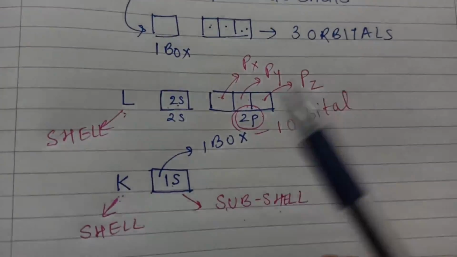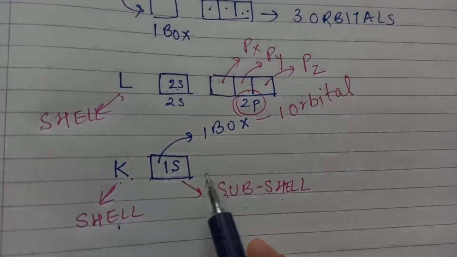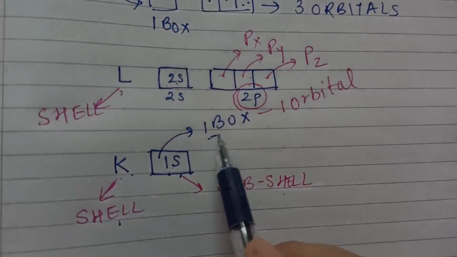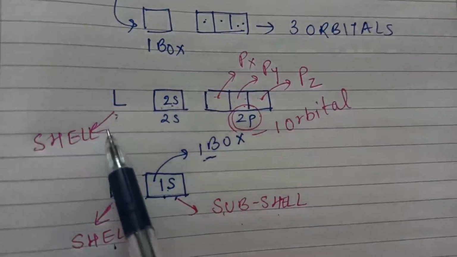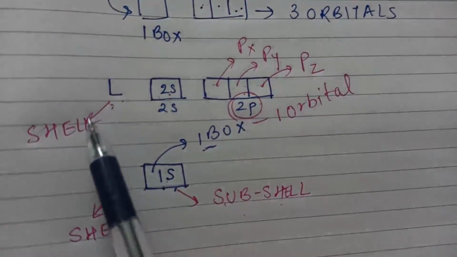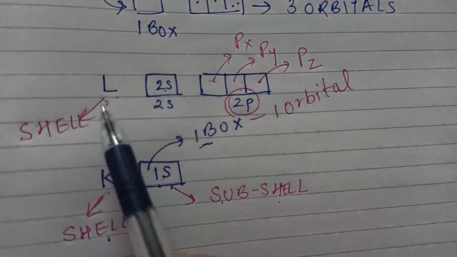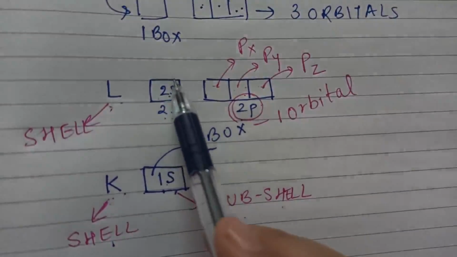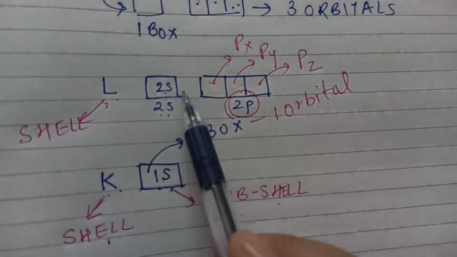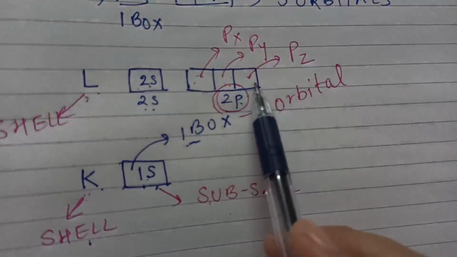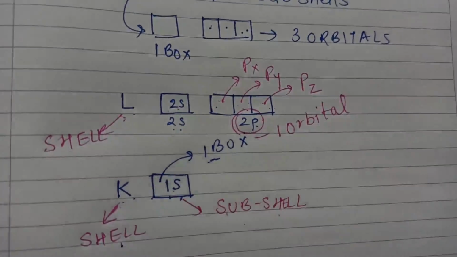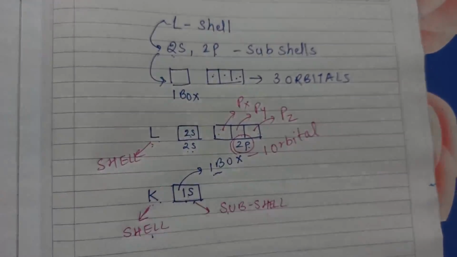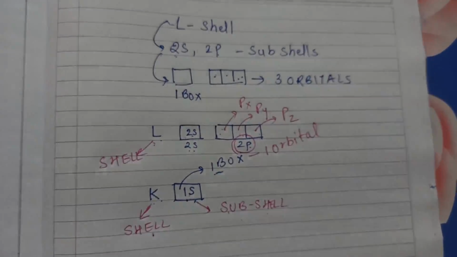I am repeating once. The first floor is your shell which has one house called 1S, which has one room called one orbital. Similarly, the second floor is your L shell. It has two houses, 2S and 2P. So this house has only one room, and this house has 3 rooms, that is your 3 orbitals. So on you can imagine and understand. I hope the concept of shell, subshell and orbital is clear to you.